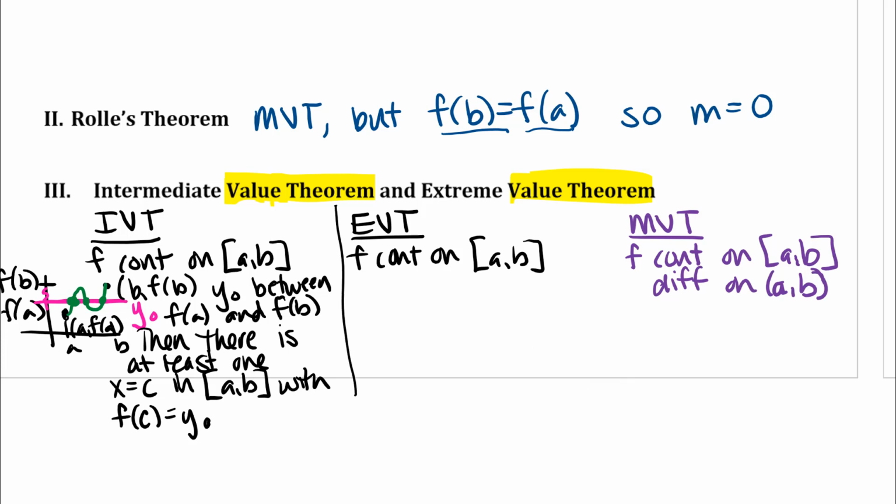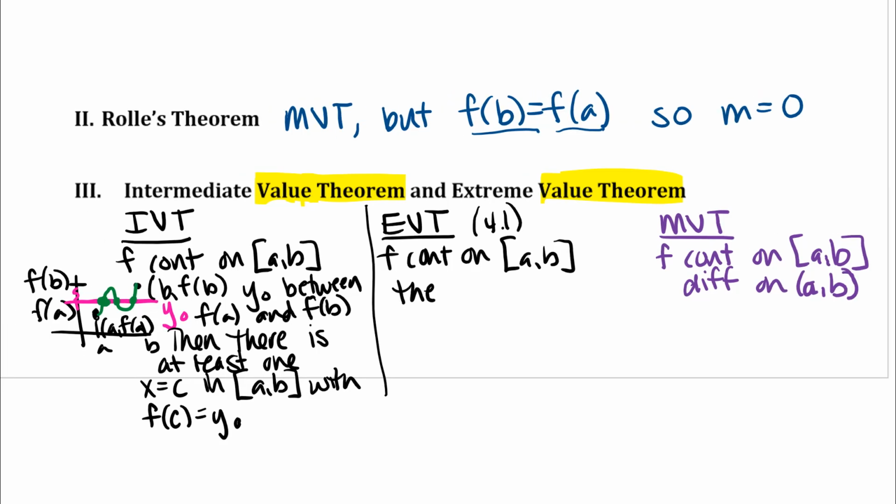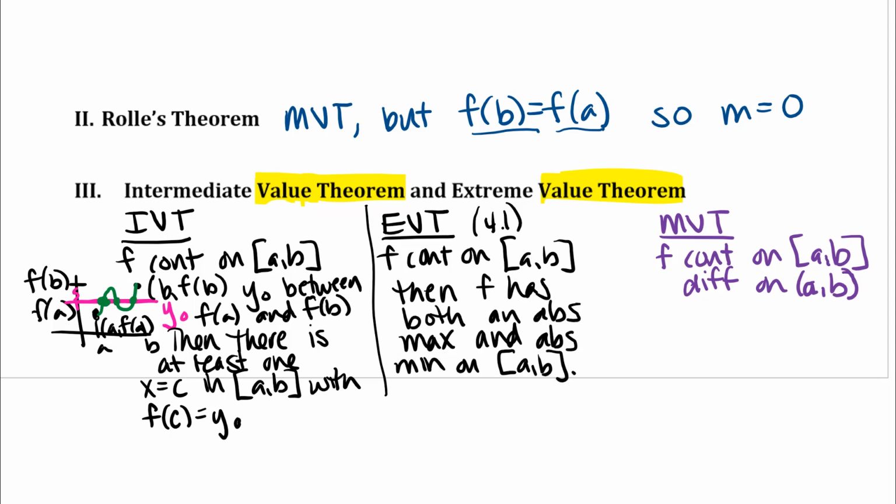Extreme value theorem was what we just did in 4.1, so also this week in what we're working on. And this says that if f is continuous on a closed and bounded interval, then the function f has both an absolute maximum and an absolute minimum on that interval. And it can occur at the endpoints, or it can occur at critical points in the interior of that interval.